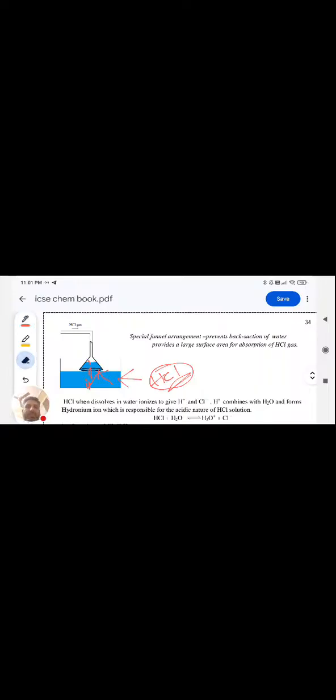So here the funnel arrangement is mainly to prevent back suction or to reduce the back suction, and also, because the funnel has a broad mouth, it gives you a larger surface area for the absorption of HCl in water.